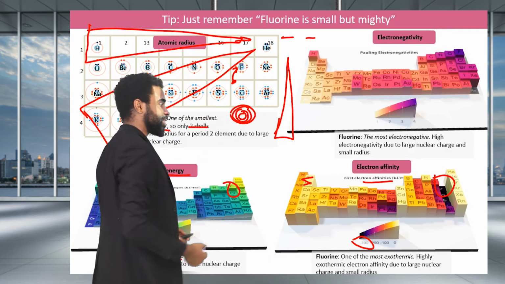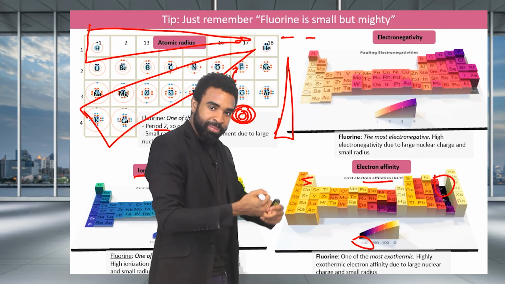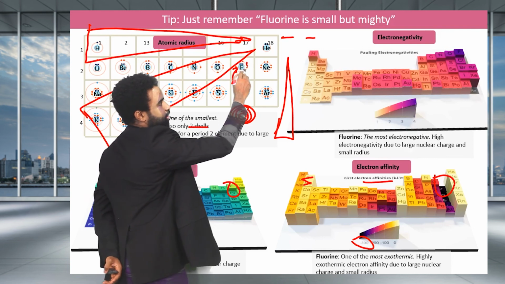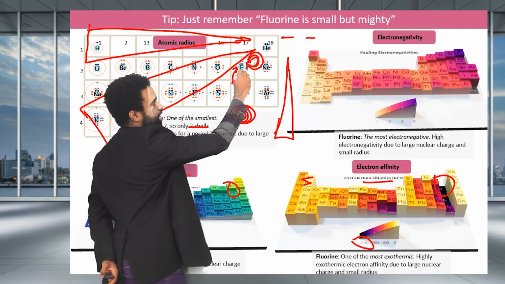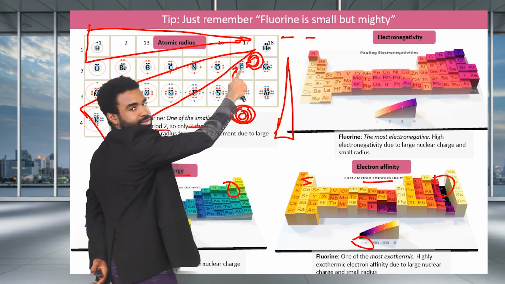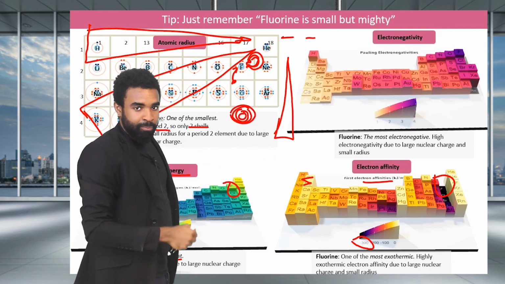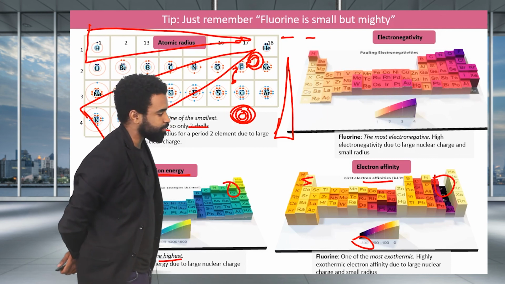Then for electronegativity, again for the same reason, it's a small atom, but it has a large nuclear charge. That means if you had some atom trying to share electrons with fluorine, let's say hydrogen, then those electrons are very close to fluorine's highly charged nucleus, and so fluorine is pulling them more strongly, which means fluorine has a high electronegativity.